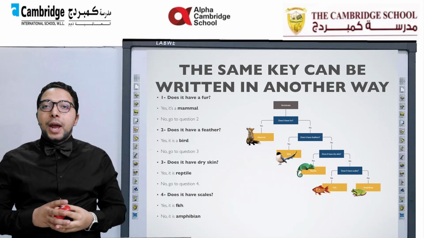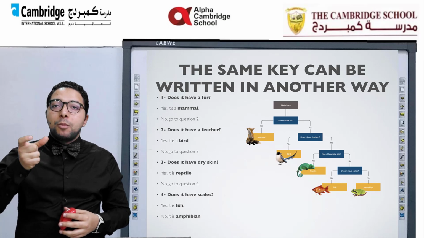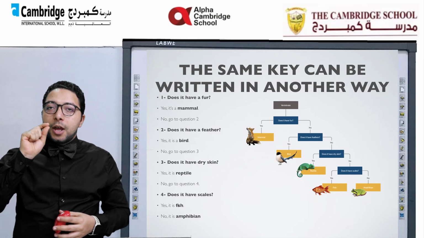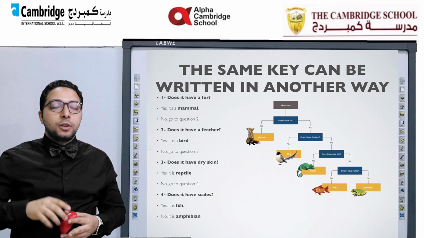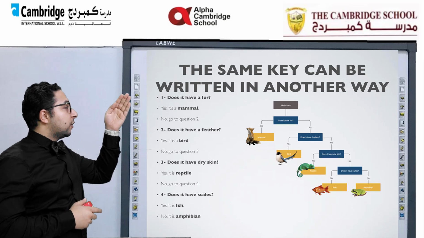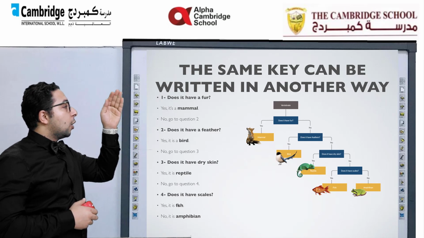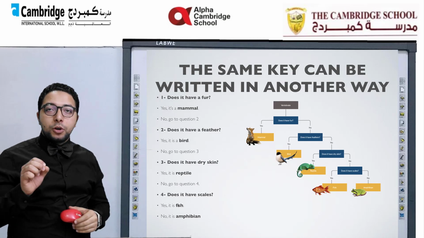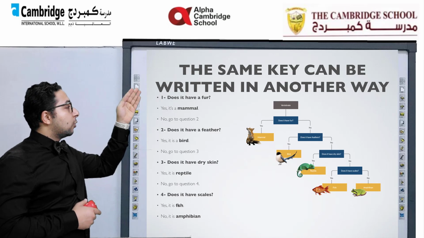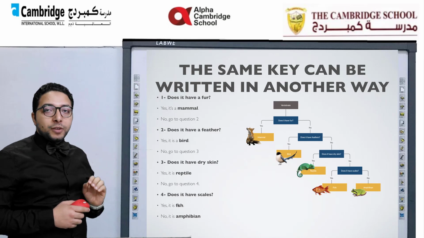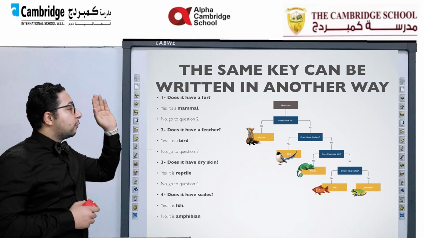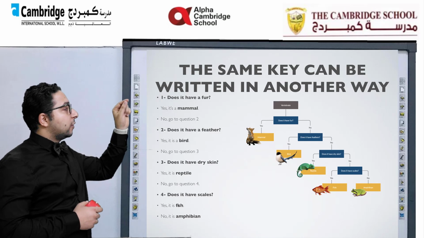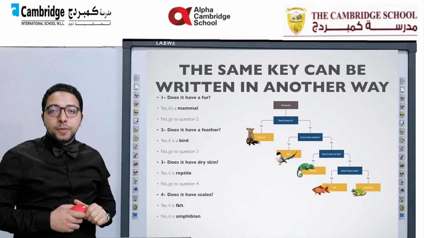As you can see, if the answer is yes, we write the name of the animal. If the answer is no, we write the number of the question which we need to visit. So as you have seen in the first question, no, go to question 2. Question 2, does it have feather? If yes, then we are talking about a bird. If no, then we are talking about question 3. Question 3 states, does it have dry skin? If yes, the answer is reptile. If no, we need to visit question 4.